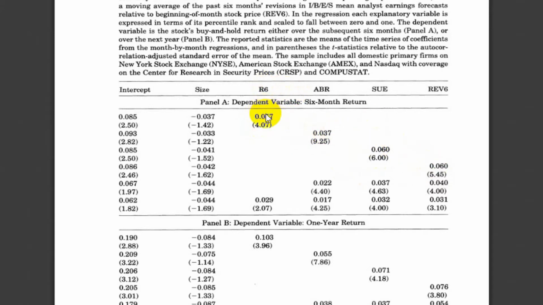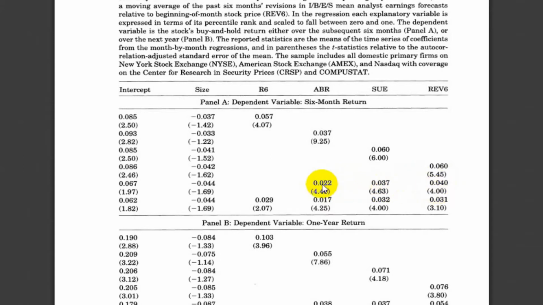Using the prior 6-month return, the slope for the regression is 5.7%, and it's about 4.1 times its standard error. And we've got similar results for ABRs, 3.7, 6%, and they all have very high coefficients relative to their standard deviation or standard error. And when we look at the regression with all 3 earnings measures, we find that each one significantly contributes to the return.